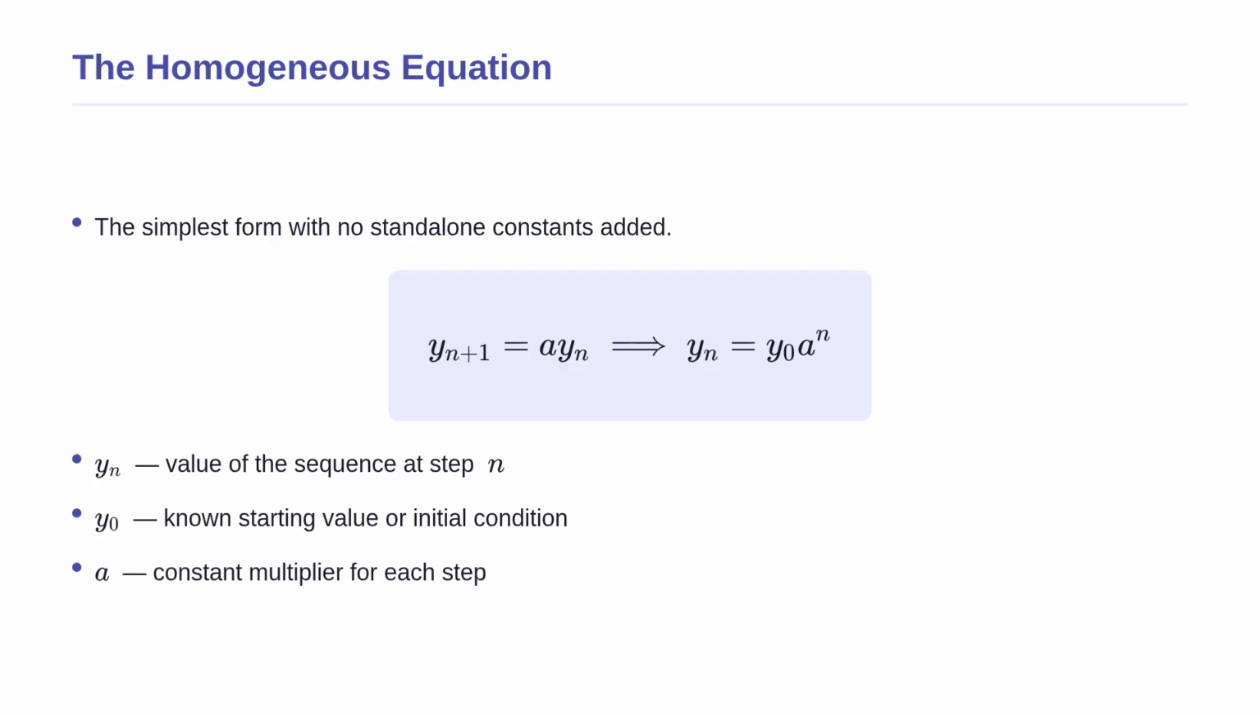This implies that to find the value at any future step n, we take our starting value, y sub 0, and multiply it by a raised to the power of n. If the multiplier a is greater than 1, the value grows. If it is less than 1, the value shrinks.